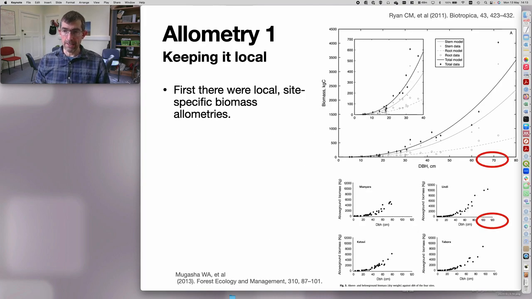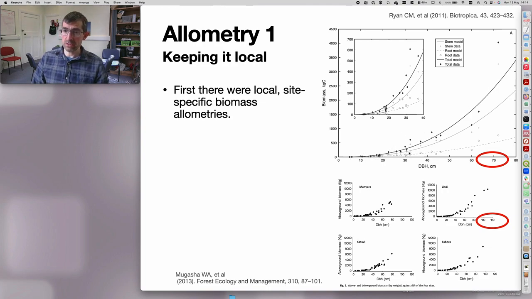So here's 2 different allometrics you could find in the literature. The first one is the one I mentioned from my work in central Mozambique. Each dot on here is a tree that we chopped down and weighed in the way I described, and this is in kilograms of carbon, and this is its diameter. And it has that same characteristic curve.